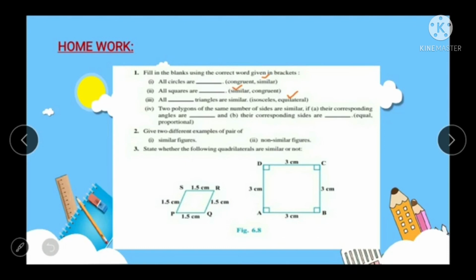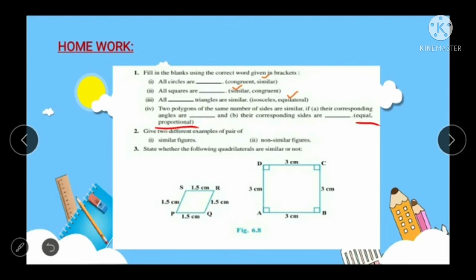Then which type of triangles are similar? Equilateral triangles are similar. In an equilateral triangle, all the angles will be 60 degrees. So we can draw any equilateral triangle. The sides may be of less or greater length, but the angles will be 60 degrees. Then the fourth one: two polygons of the same number of sides are similar if their corresponding angles are equal and their corresponding sides are proportional.